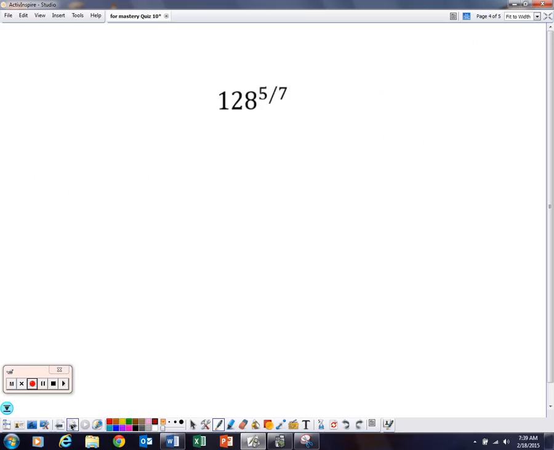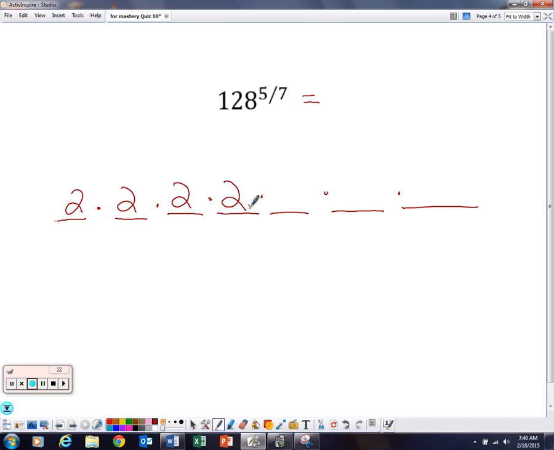Next one. It looks like 128 to the 5/7 power. Again, remember the denominator, the 7, tells us we're going to multiply a number to itself 7 times. 1, 2, 3, 4, 5, 6, 7. And the 5 tells us how many of those numbers we're going to need. You could do some guessing and checking, but you will find out that it's 2 times 2 times 2 times 2 times 2 times 2 times 2. That will give us the 128.